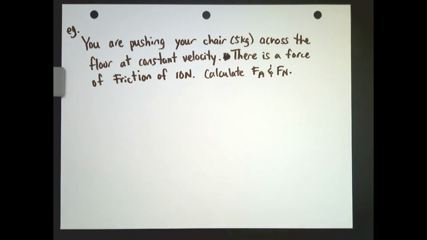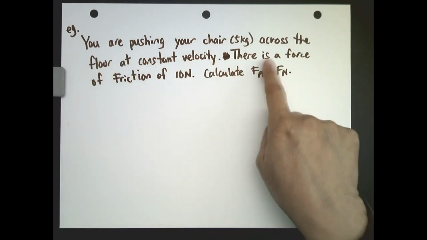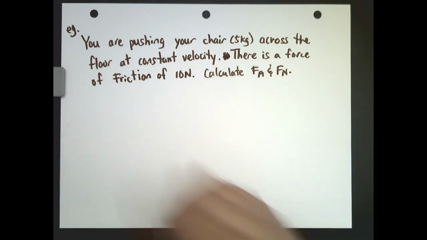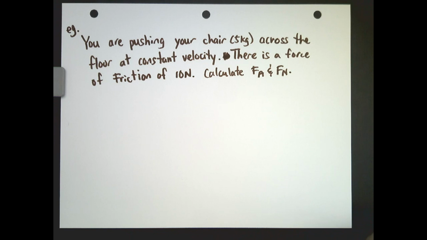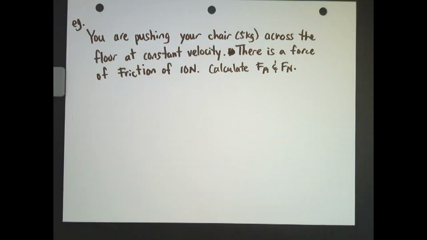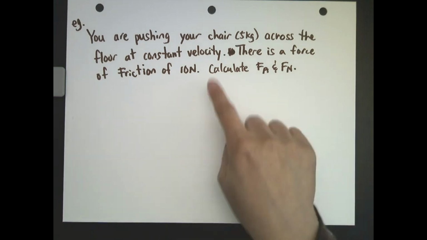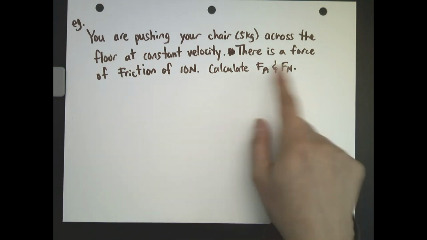All right, so here's an example. You are pushing your chair, and you can do this at home, which is perfect. So to help you visualize, pretend the chair is 5 kilograms, and you're going to push it across the floor at a constant velocity. There is a force of friction because you can hear the chair rubbing against the floor. If you have a carpet, it's very difficult, so you've got to push against that carpet, and so that is the force of friction. All right, so there is a force of friction that is 10 newtons. So we need to calculate the applied force and the normal force.